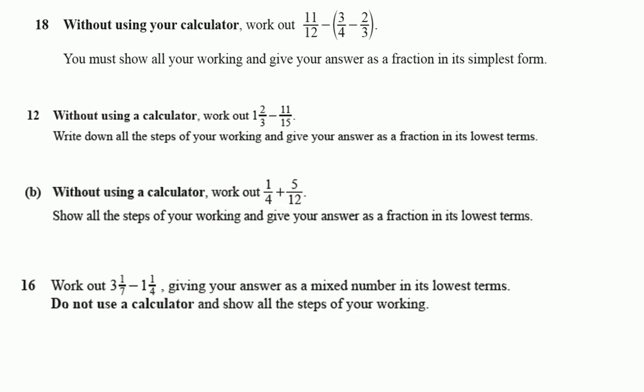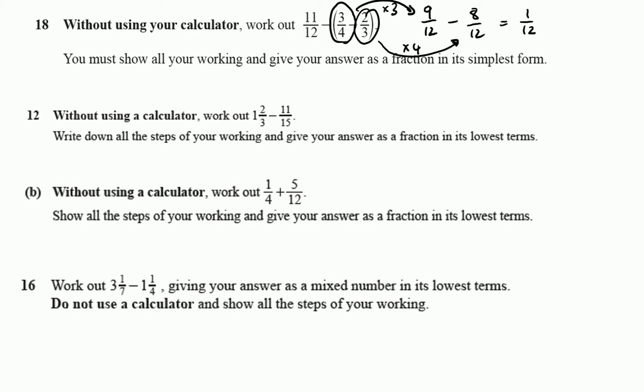Now 3/4 and 2/3 can't be subtracted because they have different denominators. I need to scale them up to 12ths. So for 3/4 to go up to 12ths, I would need to times this all by 3. So I'm going to take my 3/4 and times everything by 3 to make 9/12. I'm going to take my 2/3 and times that all by 4 top and bottom to make 8/12, and that's what we're subtracting. That's going to make 1/12.